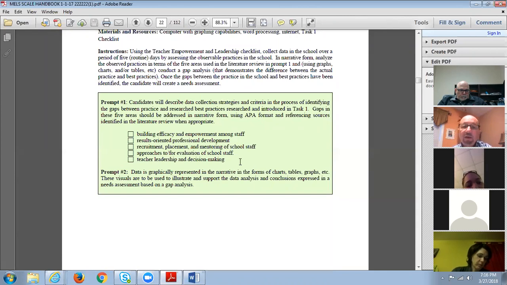So, it's going to be different for all of you, but you need to have permission from your administration before you go into somebody else's classroom and visit. And the kind thing to do is to let teachers know ahead of time that you are coming into their classroom, and not catch them by surprise. Let them know what you're doing.